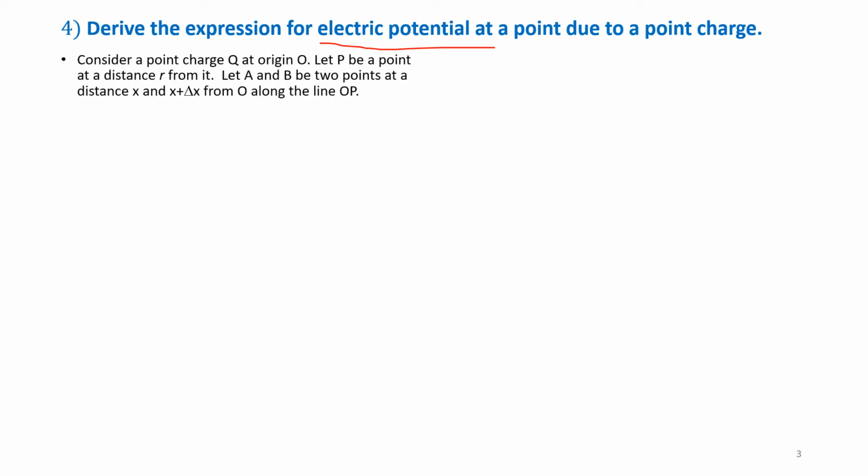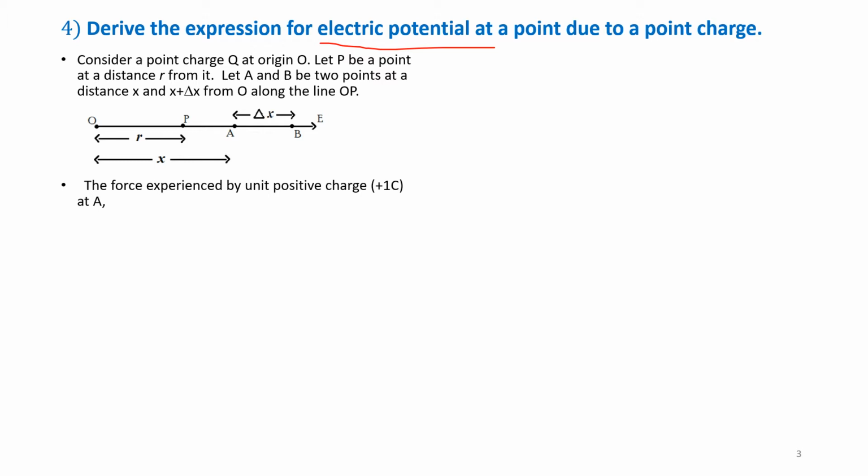Consider a point charge Q at the origin. Let P be a point at a distance r from it. Let A and B be 2 points at a distance x and x plus delta x from O along the line OP. Here Q is a charge at the point O, P is a point at a distance r from O. This is the r distance, and the 2 points are A and B, which are separated by a distance delta x. Point A is located at a distance x as explained earlier.